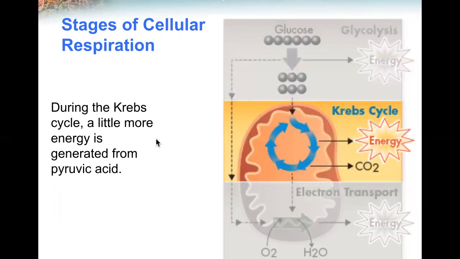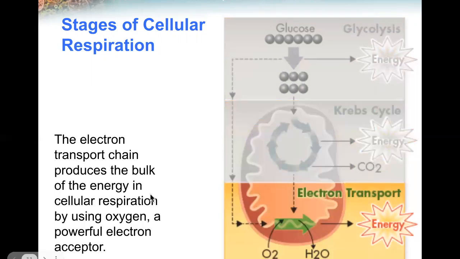During the Krebs cycle, a little more energy is generated from pyruvic acid, and also carbon dioxide is released. The electron transport chain produces the bulk of the energy in cellular respiration by using oxygen, a powerful electron acceptor. The oxygen combines and gives off water.